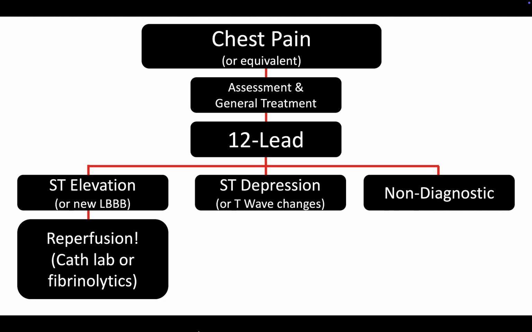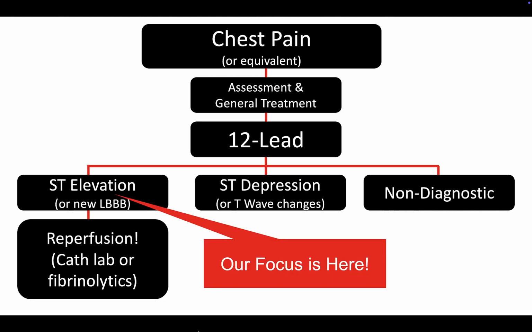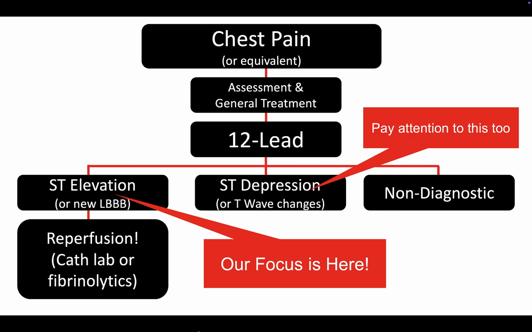If, on the other hand, they have ST depression, that's an important clue as well. On the far right, we have non-diagnostic, meaning my 12 lead is not giving me any proof of anything. That does not mean that they're not having an MI. It simply means that we don't have proof on our current ECG of that. But we need to pay attention to the main focus, which is ST elevation, and also ST depression or T-wave changes, which can be clues that the patient is working their way towards a STEMI.